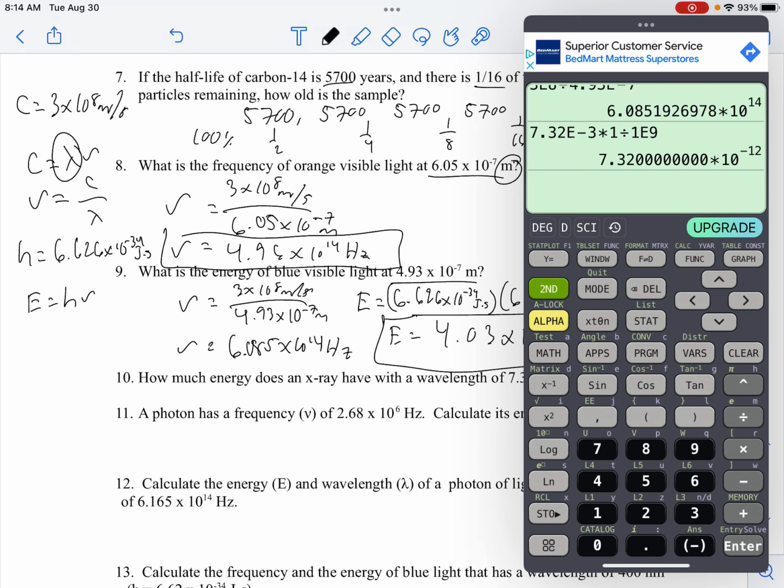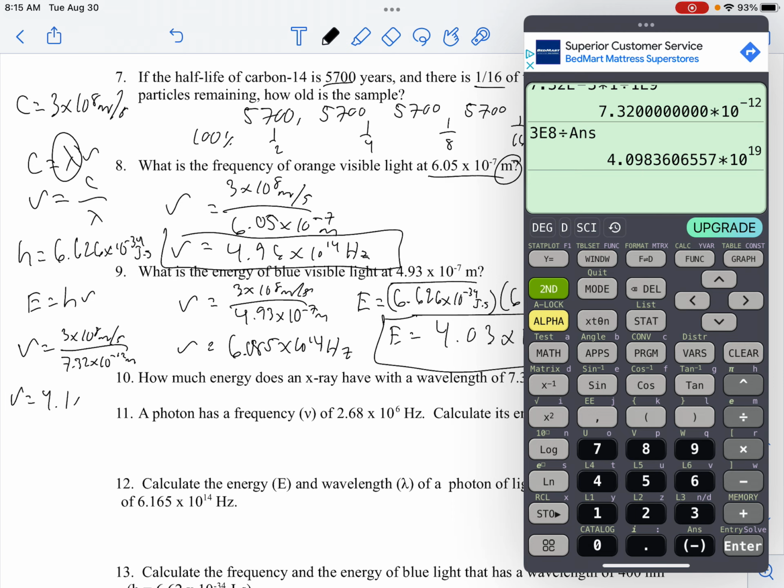Now I can plug it into the light equation: 3 times 10 to the 8 meters per second over 7.32 times 10 to the negative 12 meters. 3e8 over answer. Okay, so that's going to be 4.1 times 10 to the 19th hertz.